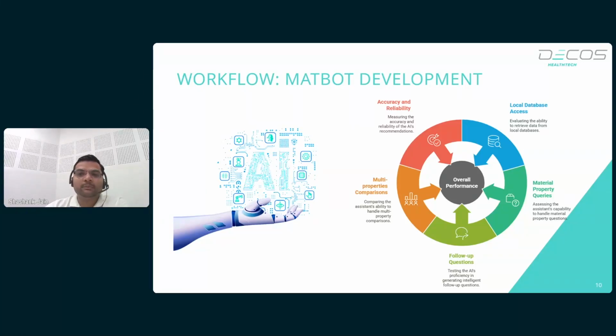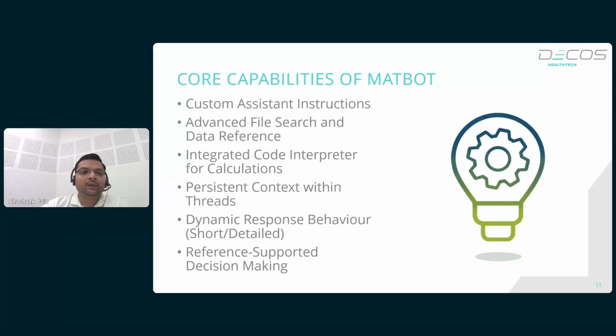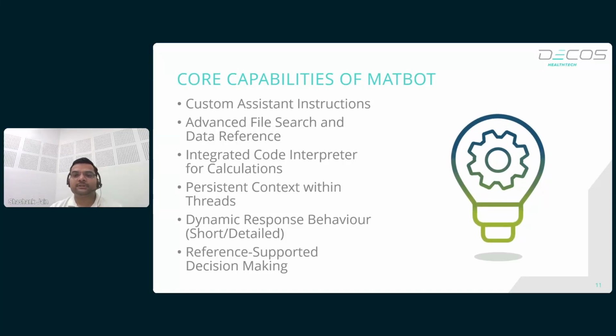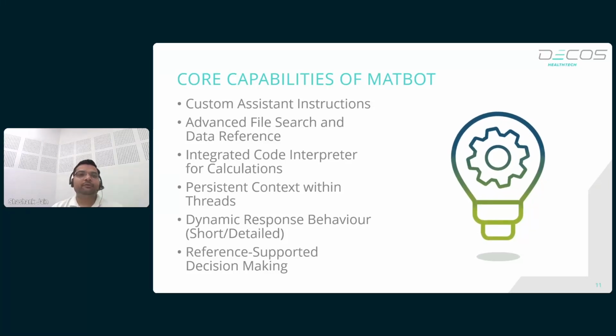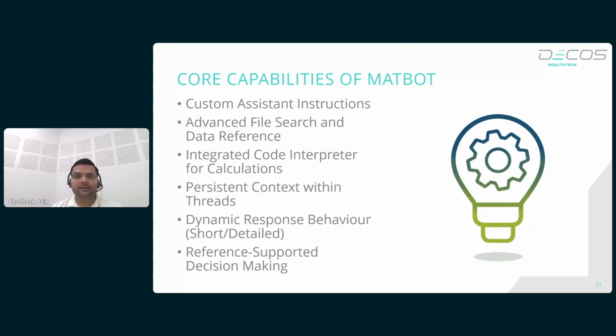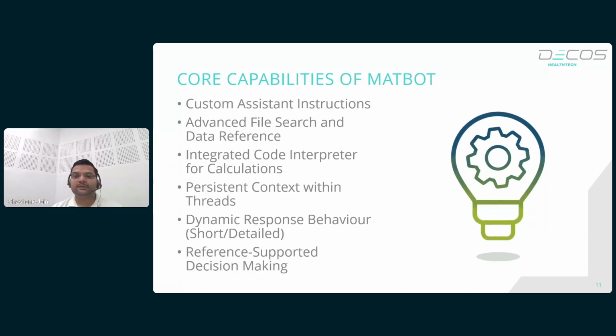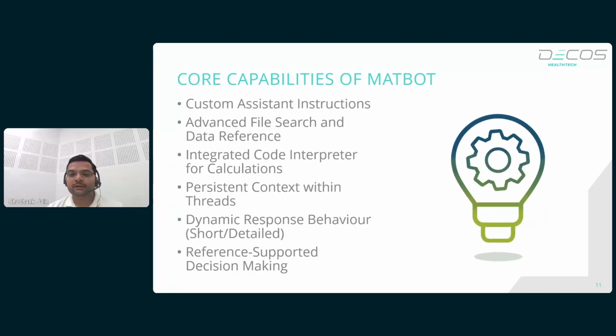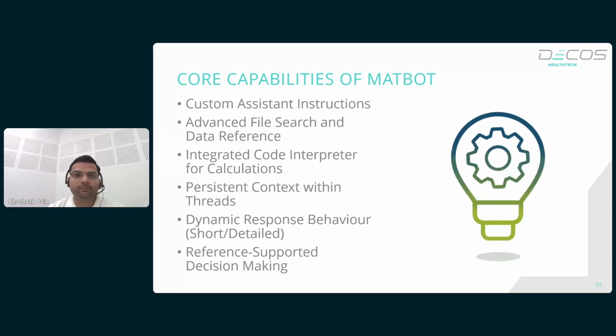Now, let's move on to the capabilities of MatBot that we have integrated with the tool. The core capabilities of MatBot include custom assistant instructions, that is, define personalized system instructions to control tone, response type, and context specific logic during interactions. Right? The next one is the advanced file search and data reference. That is, leverage the file search tool to query technical documents, standards, data sheets, and proprietary references, ensuring validated material recommendations.